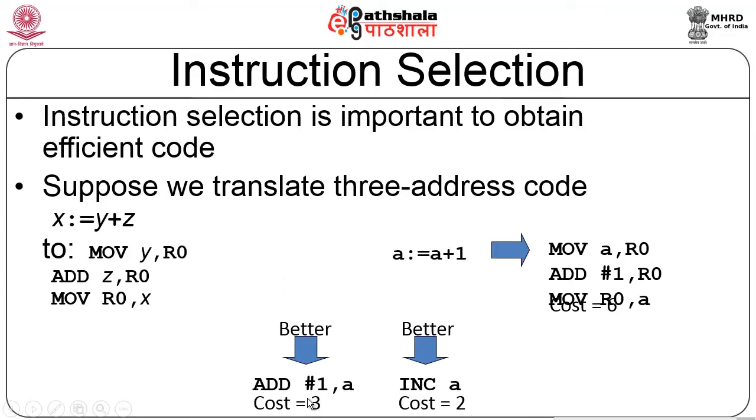One more is add hash 1 comma a. This is involving a memory here. So a memory here which is going to be costing you 1 plus 1 and this add is going to cost us 1 more, which is going to be costing you totally 3 units.